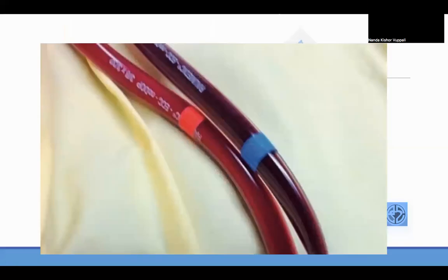And if everything is going well, we should see a good color difference between the venous limb and the return limb. Deoxygenated blood looks dark red and the oxygenated limb looks bright red. If there's a good color difference, that means it's doing well. If both limbs are bright red, that means a lot of recirculation is happening. If both limbs are dark red, that means there's not enough oxygen getting into the oxygenator.